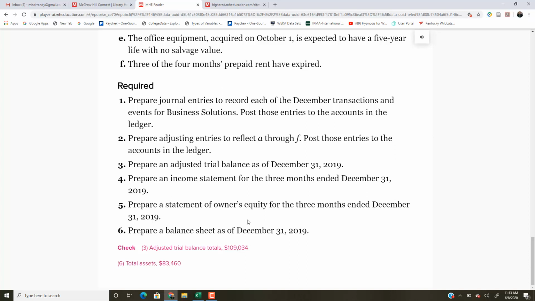So that will be, I'm going to turn this around just in a few minutes. I'm going to save this one because this is the adjusting entries themselves. Then we'll come back and I'll show you how to create the income statement, the statement of owner's equity, and the balance sheet in the next one.